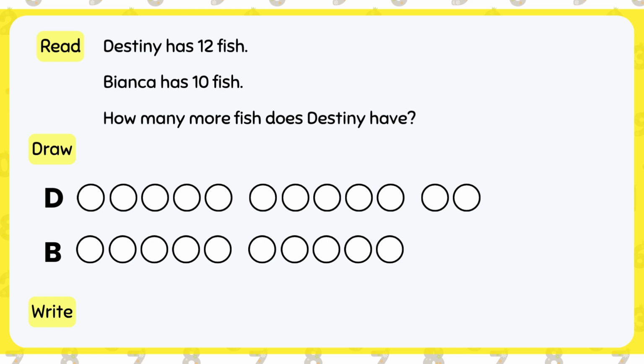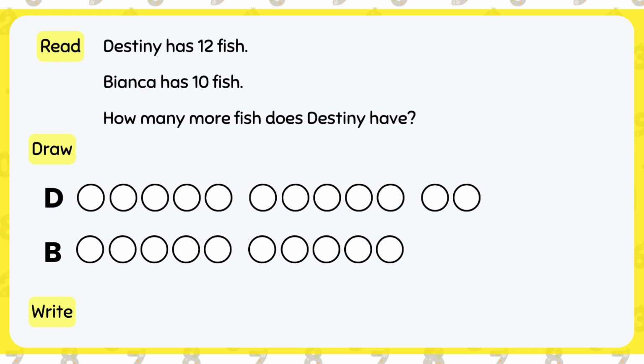Oh my gosh, I love being organized with math. Okay, this strategy, so helpful. Do you agree? Okay, so we're not done yet because now it says, how many more fish does Destiny have? So this is where I am in charge of the math numbers and I get to decide how I want to solve this problem.